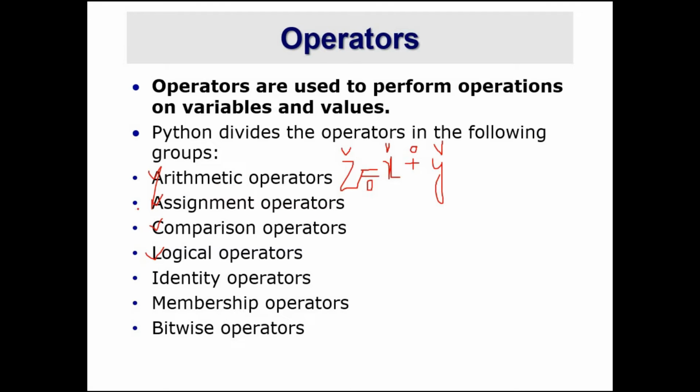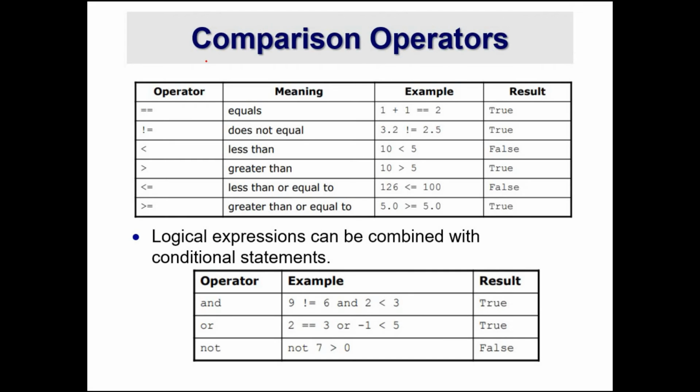We have discussed the arithmetic and assignment operators. Now we are going to discuss the comparison and logical operators. First of all, the comparison operator. The comparison operator is used to compare two values. Let me show you. The first is equal equals to, and 1 plus 1 is the example. So 1 plus 1 is equal to 2. In this way we are actually comparing the two values and the result is true.